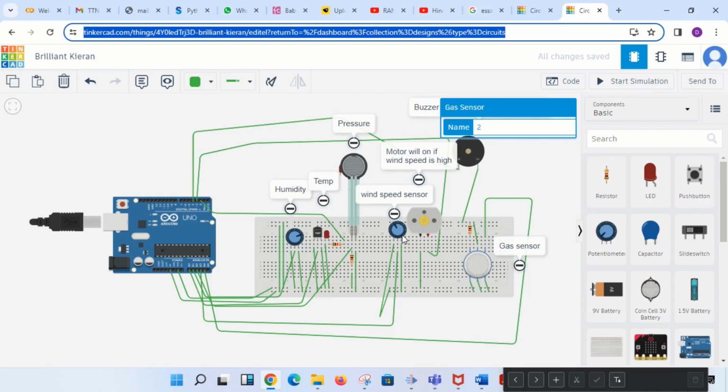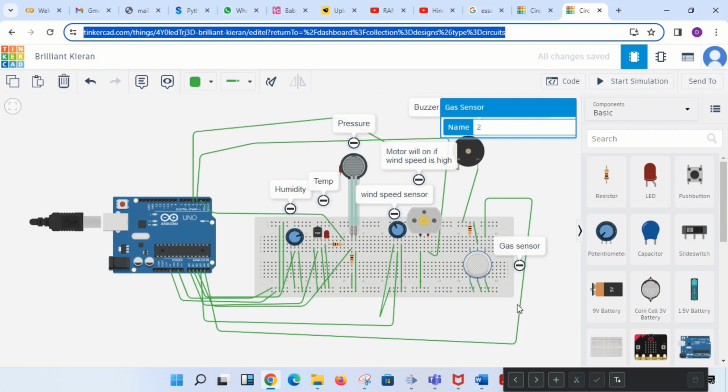And for wind speed also I have told. In real life you can use an anemometer, because in an anemometer there is a potentiometer. So here I have only used the potentiometer. If you increase or decrease the potentiometer value, it will be defined as the wind speed decreasing or increasing. If the wind speed is increased, then the motor will be turned on. Okay, if the potentiometer is high, then the motor will be turned on.